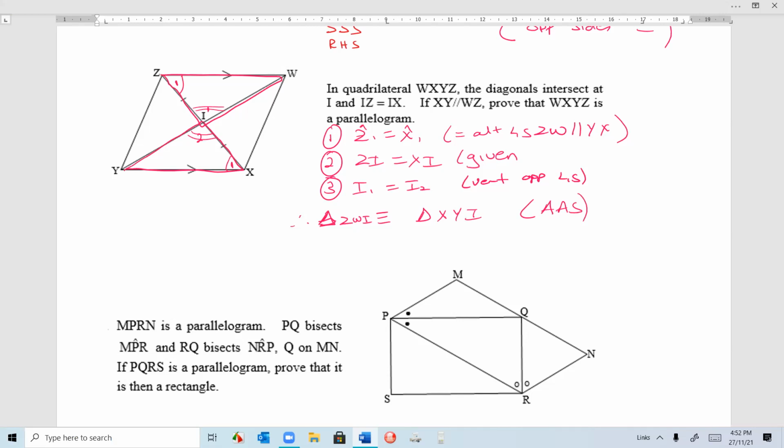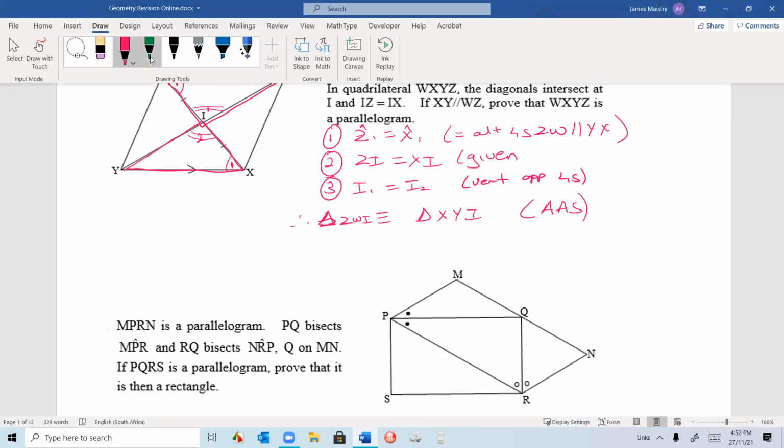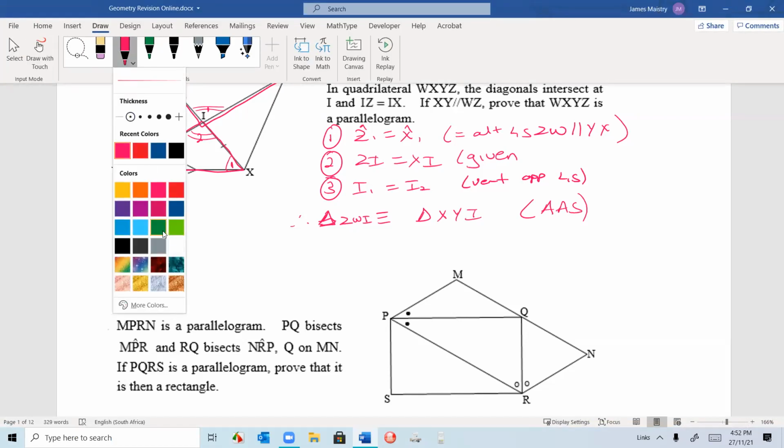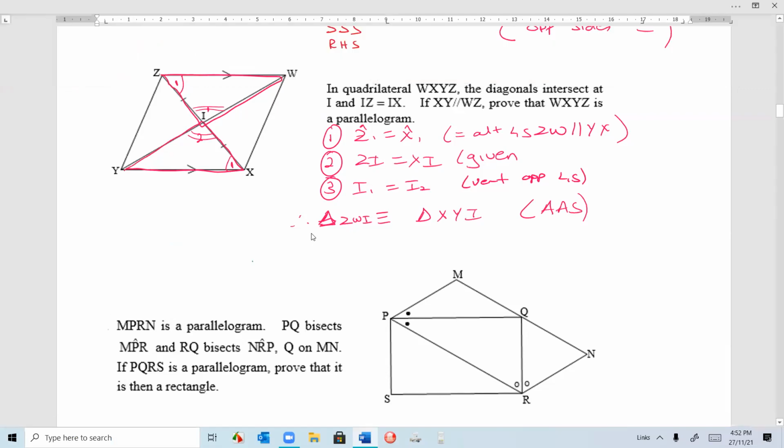So why did we do all that? We did that so that we can conclude, I just want to change the color of my pen. So we did all that just to conclude that WZ is equal to that. So therefore, we can now conclude ZW is equal to YX. And your reason there would be congruent triangles.